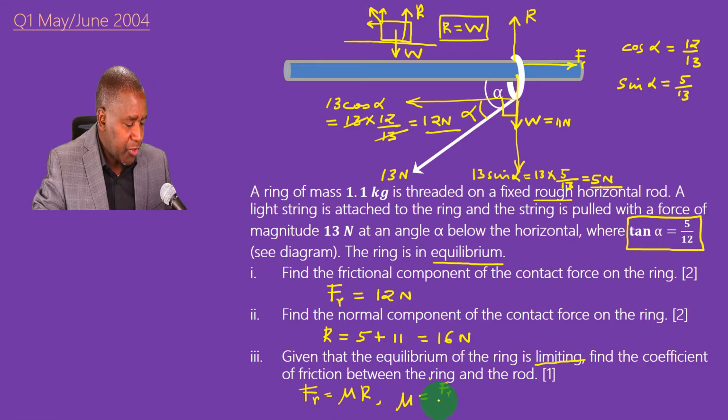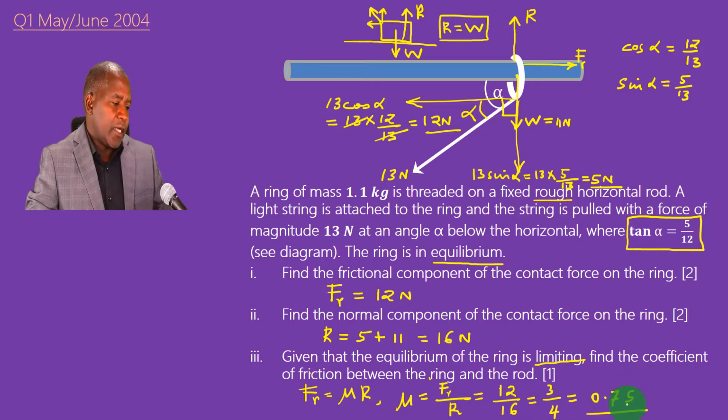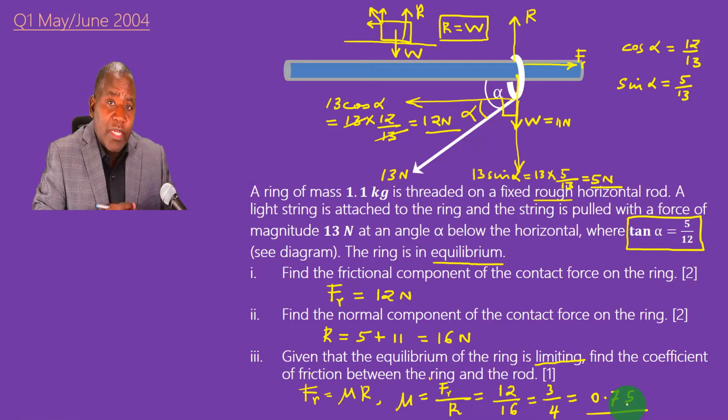This one will be mu equals friction force divided by R. The friction force is 12 newtons. R is 16 newtons. If I divide here by 4, I get 3. I divide here by 4, I get 4. It's 3 over 4, or 0.75. And that is how you work out that question.